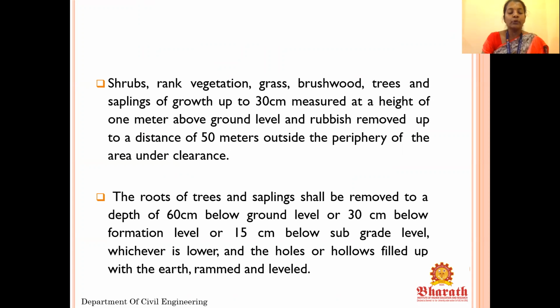Next, the roots of trees and saplings shall be removed to a depth of 60 centimeter below ground level, or 30 centimeter below formation level, or 15 centimeter below subgrade level, whichever is lower. These are the measurements for how the roots of trees should be removed. And the holes or hollows are filled up with earth, rammed and leveled.